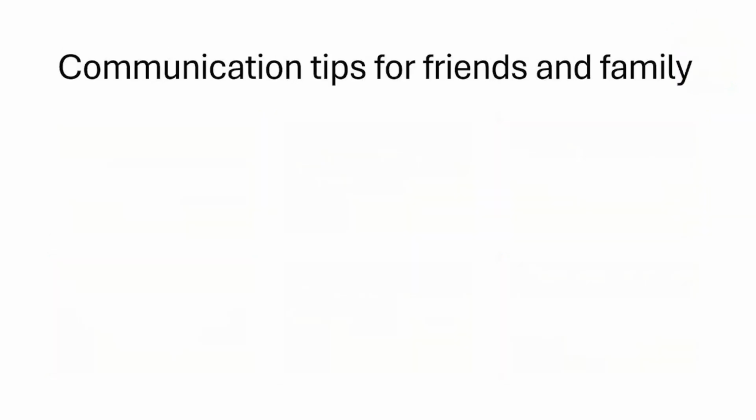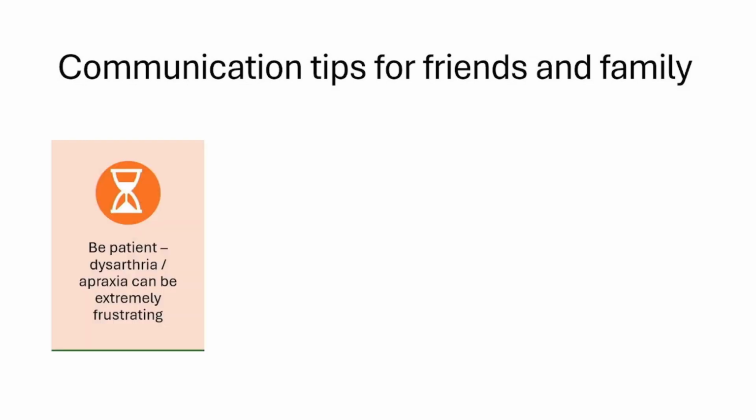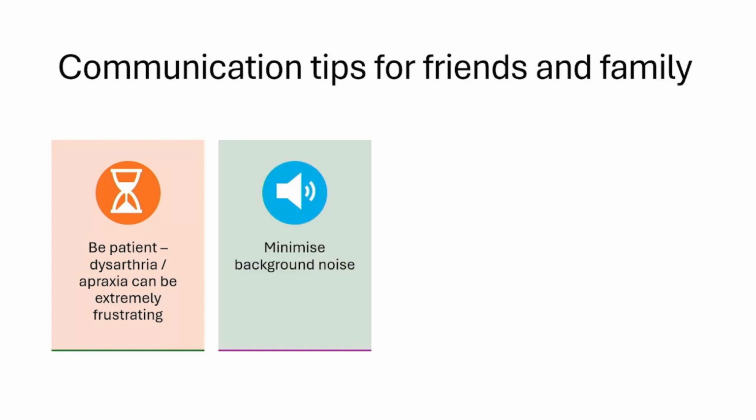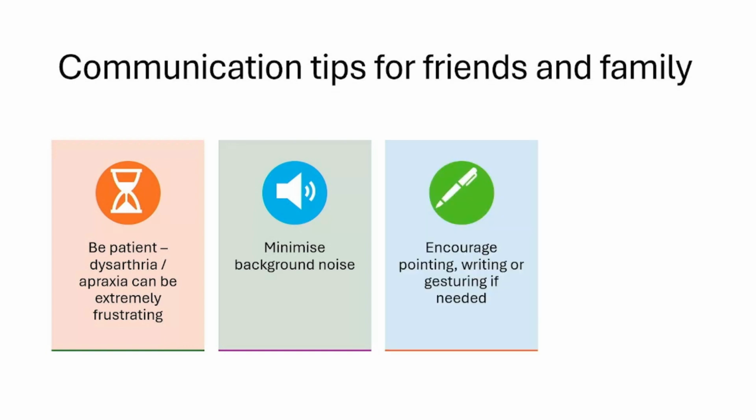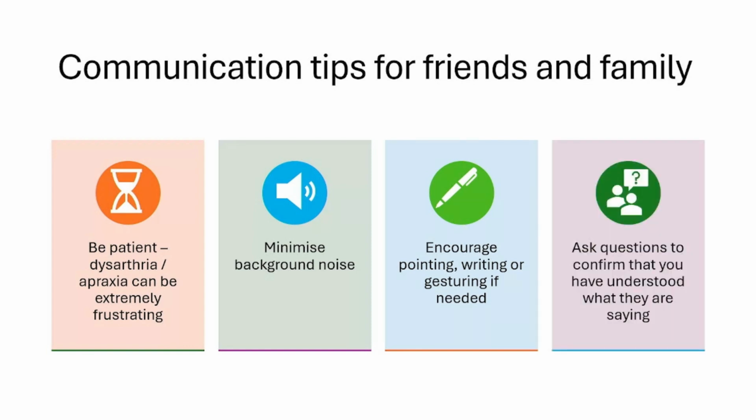And things that friends and family can do to help someone who might have dysarthria or apraxia of speech. Similar to aphasia, be patient, give more time. It can be really, really frustrating to have trouble getting your message out. Minimise background noise to give you both a better chance to hear what's happening. Encourage those other methods of communication if it's appropriate, and ask questions to make sure you've understood.